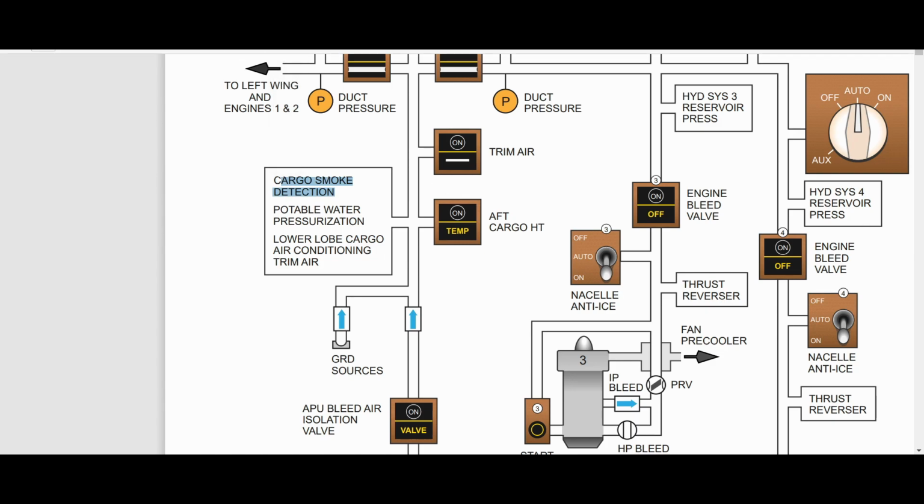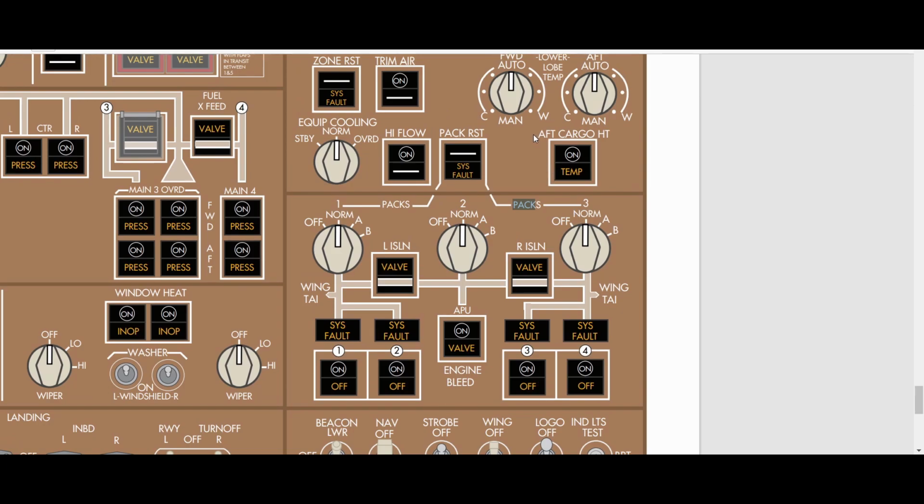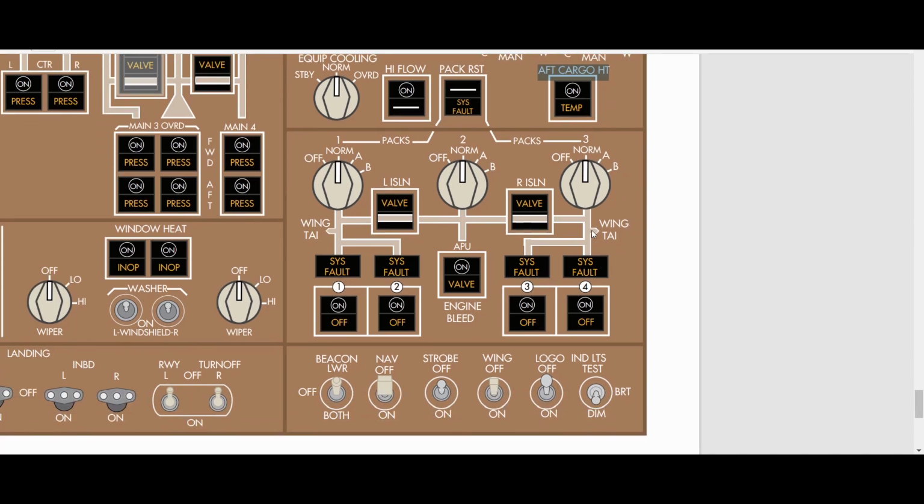And then aft cargo heat. There's even a button for that. Here's aft cargo heat. And thrust reversers. That can be combined with this section down here. Okay. So yeah, they'll ask what's on the bleed air system. So there you go. Mostly you can path out the panel there and include the hydraulic system and cargo smoke detection.